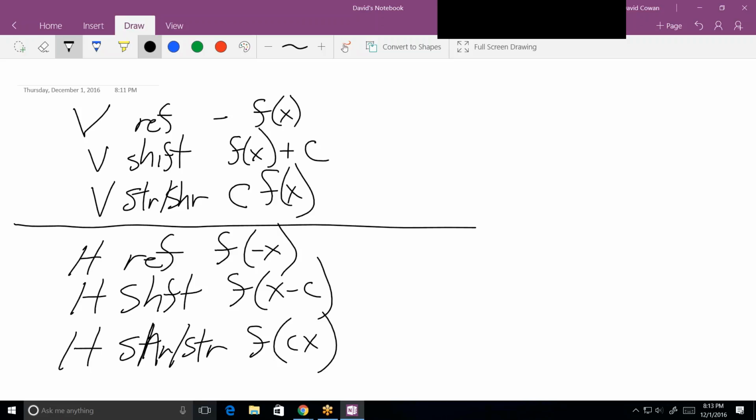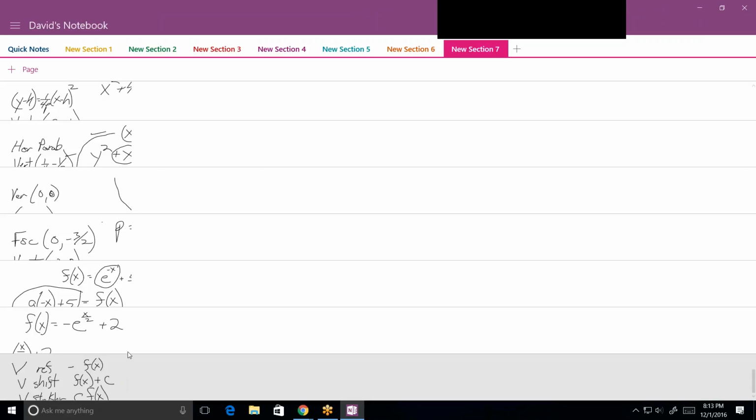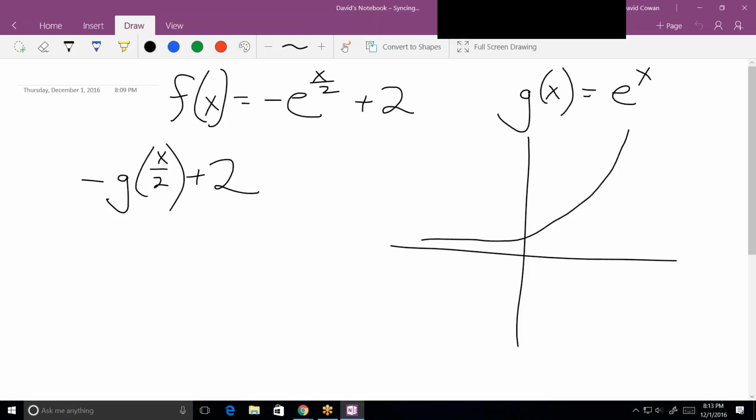So when we were looking at our last problem, we can see that this x over 2 has to be inside the function. It has to be inside the parentheses. The minus is outside the function, so it goes there, not up there. If that would have been a minus x over 2, well, then the minus sign would have to go inside the parentheses. Right. Okay.